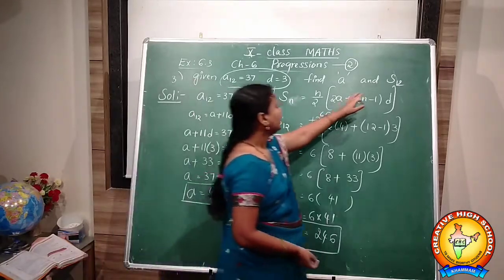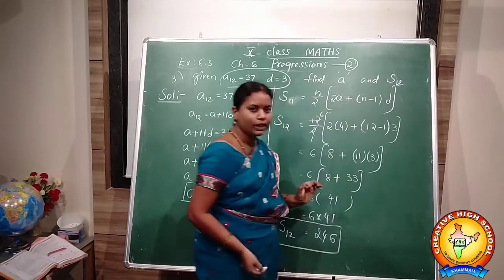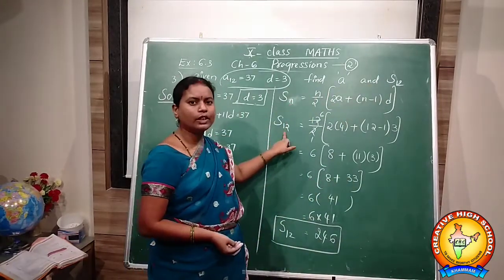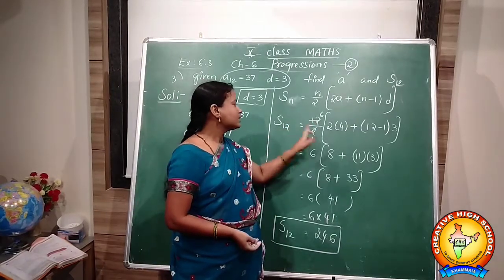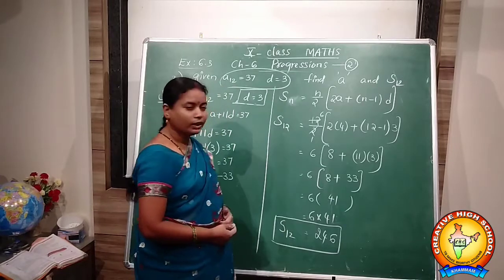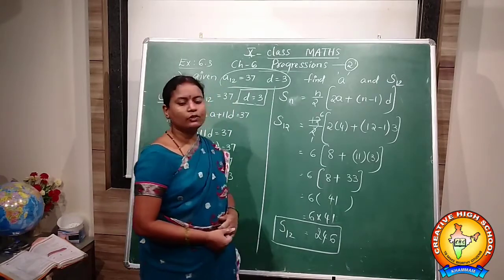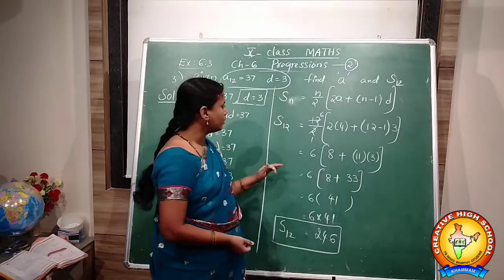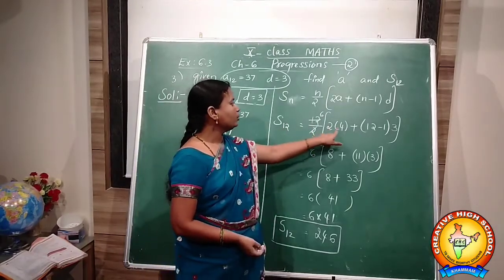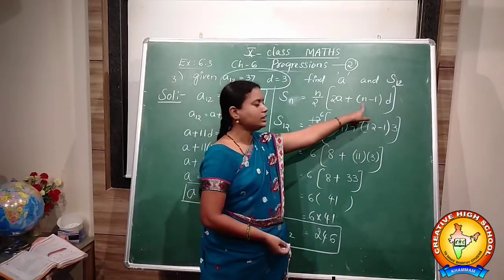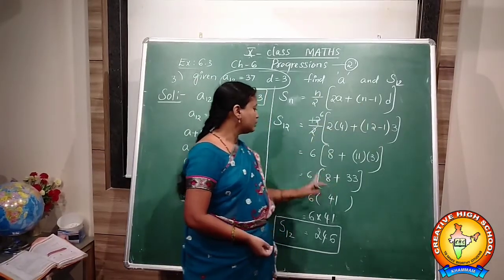So here he asks to find the S12 value. S12 means nothing but n value is 12 only. So if we substitute all those a, d, n values in the sum of n terms formula, that is Sn is equal to n by 2 into 2a plus n minus 1 into d formula: 12 by 2 into 2 into 4, a value is 4, plus n value is 12, 12 minus 1 into 3.